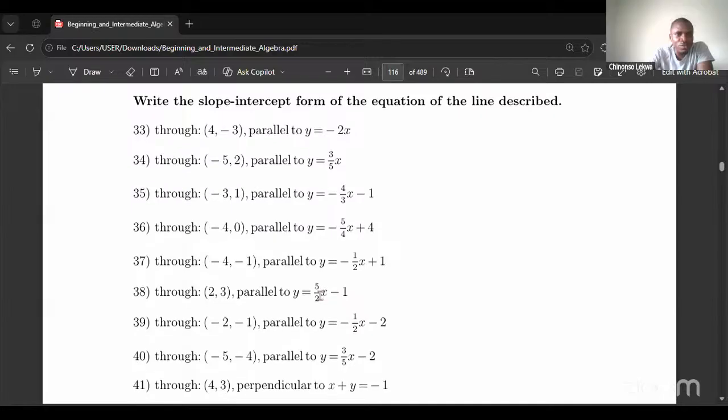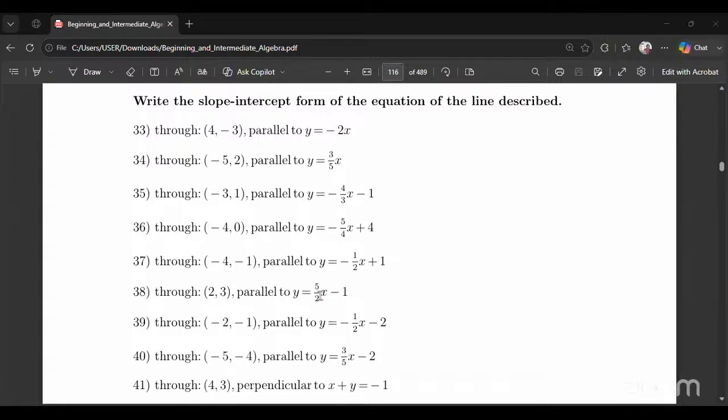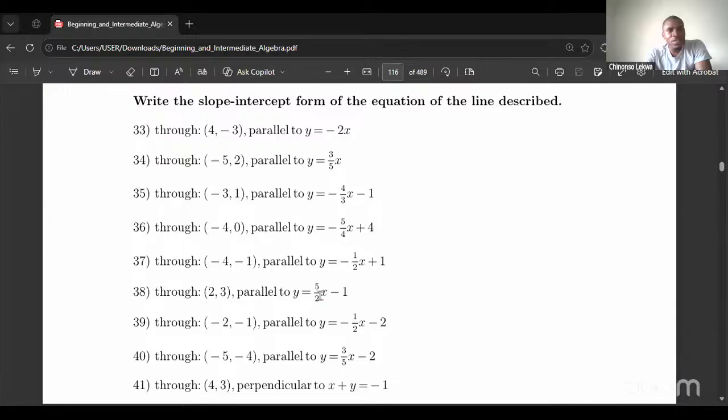Write the slope intercept form of the equation. Okay, this time what they're asking is not just the slope intercept form, but of the one described. So we're looking for a line that is parallel to what they have given. Oh, okay, it's slightly different. So they say write the slope intercept form of the equation of the line described.